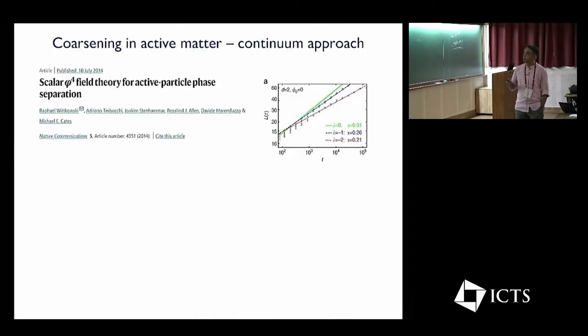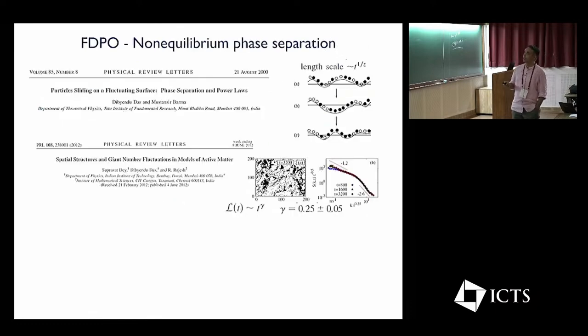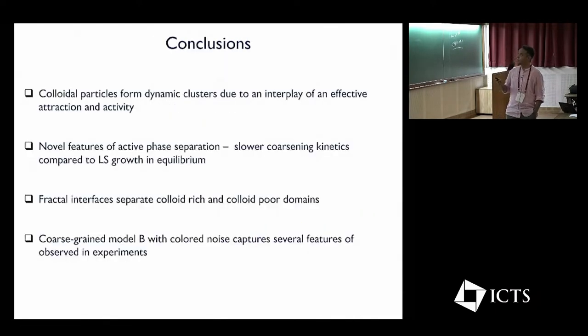And why is it interesting is because in recent years, there has been a lot of interest in the community to understand phase transition in purely active systems. There also, they see that these length scales grow with non-trivial exponents. They call these models active model B. And also, there's a lot of discussion about how these exponents deviate from equilibrium systems in the context of FDP, fluctuation-dominated phase ordering. So with that, these are the conclusions of my talk.